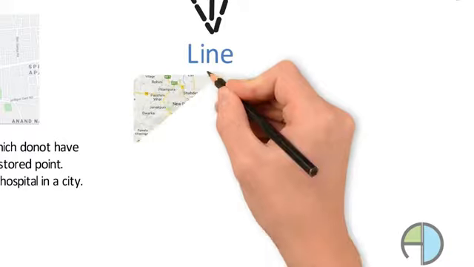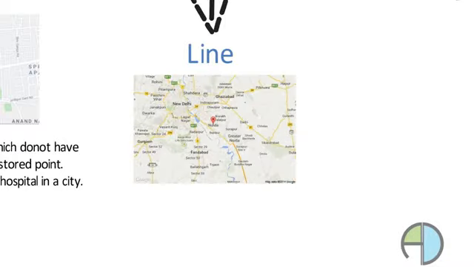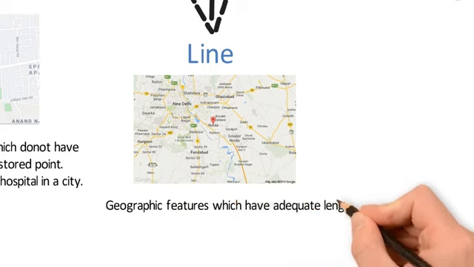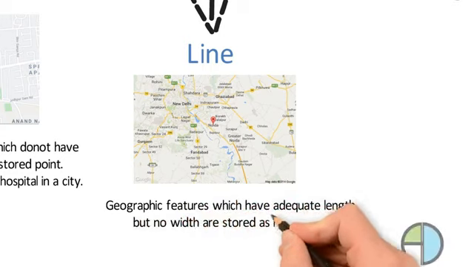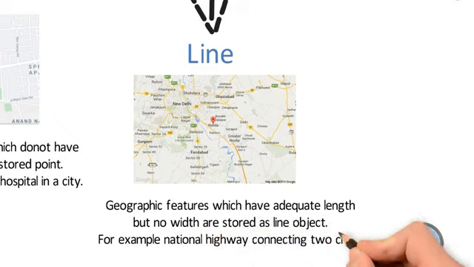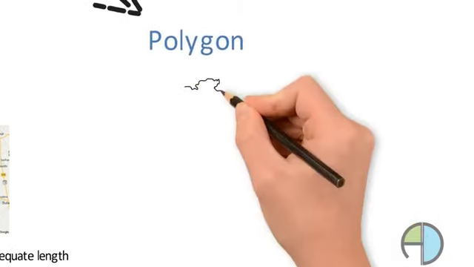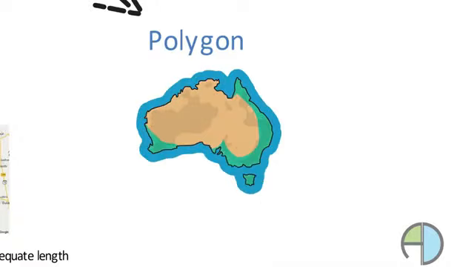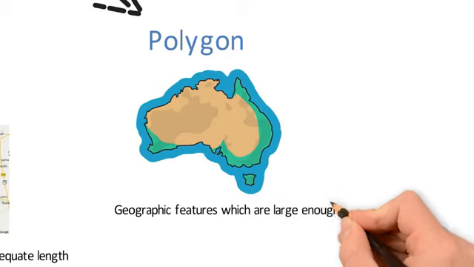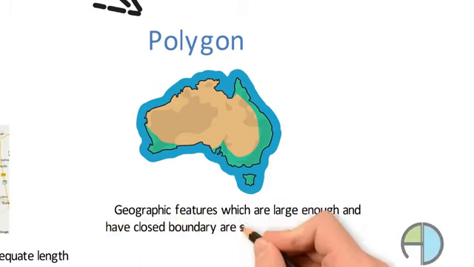Line. Any object which is having sufficient length but no width is stored as a line. For example, a state highway running across the cities. An object which is large enough and covering an enclosed boundary is stored as a polygon. For example, a state boundary in a map.